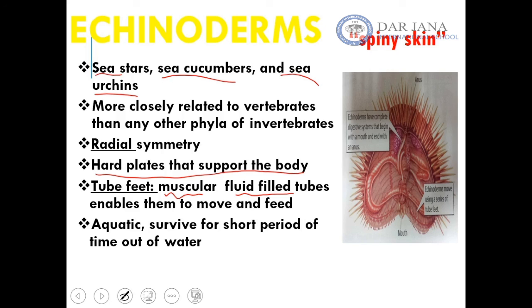Here we have the sea urchin. Those are what I'm talking about, the spiny skin. So these are the spines they have, okay, for protection. They have the mouth here, and from here they have the anus for excretion. So the echinoderms have a complete digestive system. Complete means that it begins with the mouth and ends with an anus. Okay, so how do the echinoderms move? By using the tube feet, which enable them and help them to move and feed.